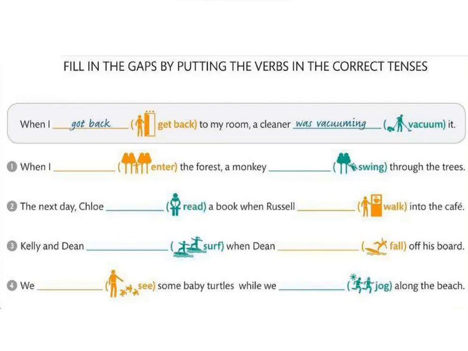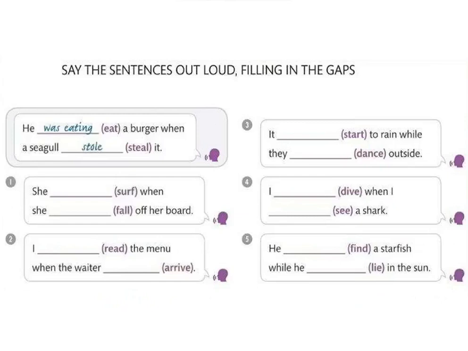Number 4, we saw, S-A-W, some baby turtles while we were jogging along the beach. While we were jogging along the beach. We say jog, I think it means somewhere in between walking and running. Okay, it is in between. Very good. Let's have another one, please.